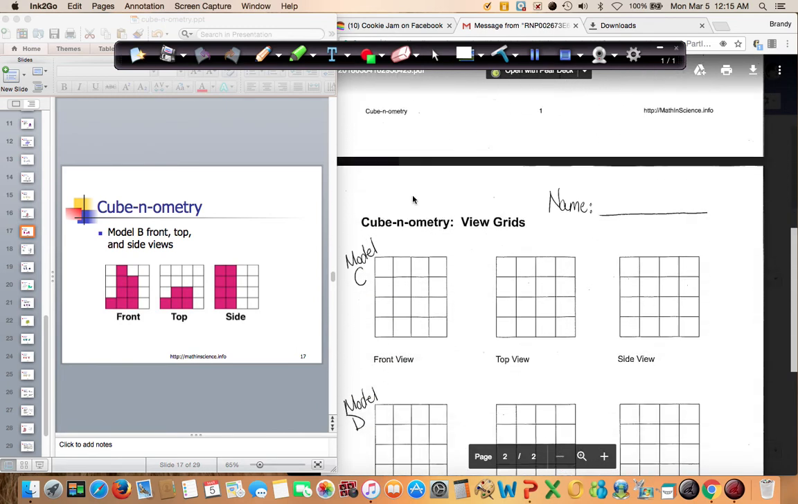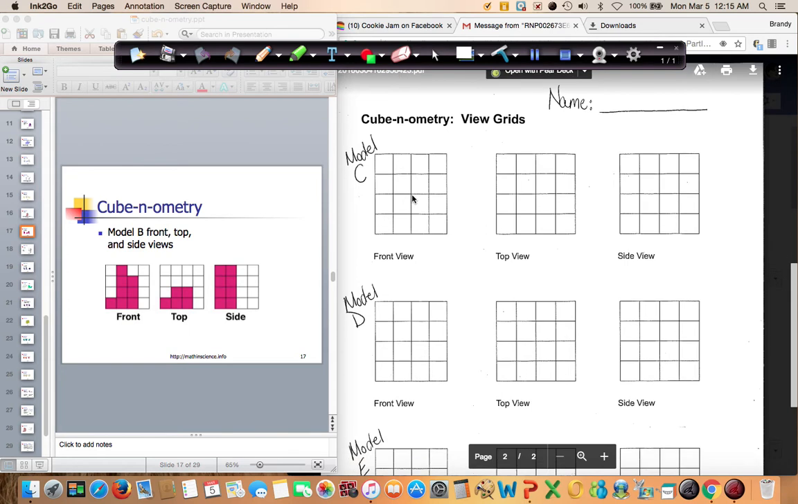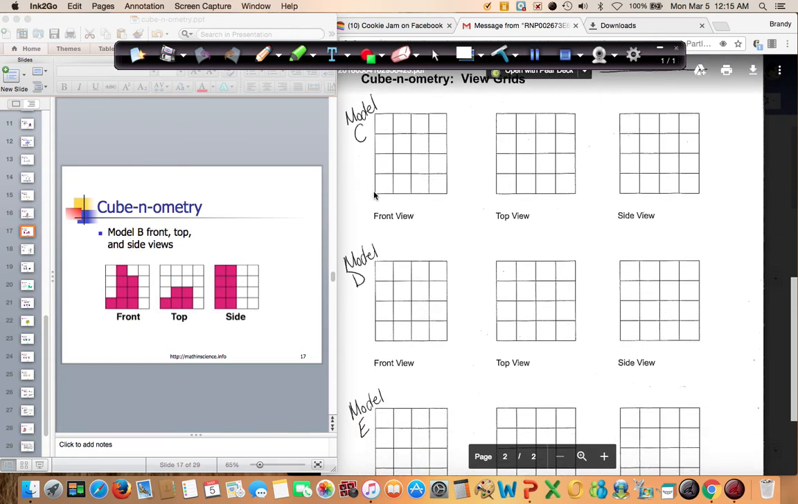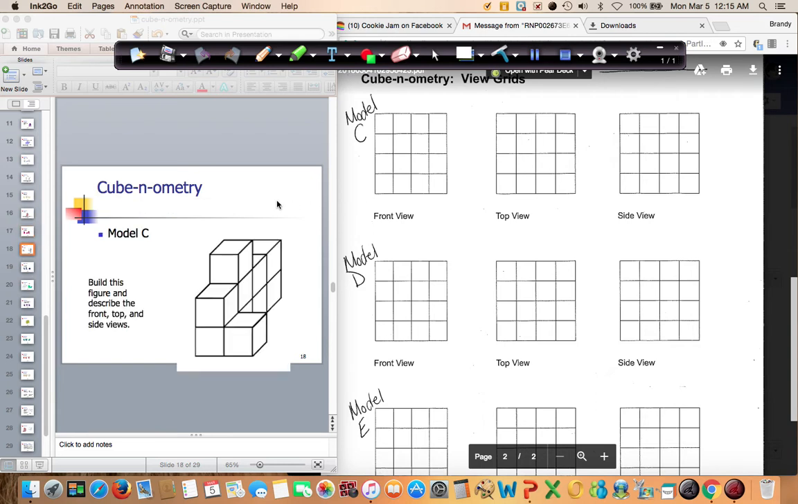You can check with your elbow partner and say, hey, is this what you got for Model C? And if you guys get something different or you both don't know how, watch the video or just ask me. Okay, here's Model C. Build this figure and describe the front, top, and side view. So first thing, I want you to build it. Right now, you're just learning how to do this, so it's important that you build these things.